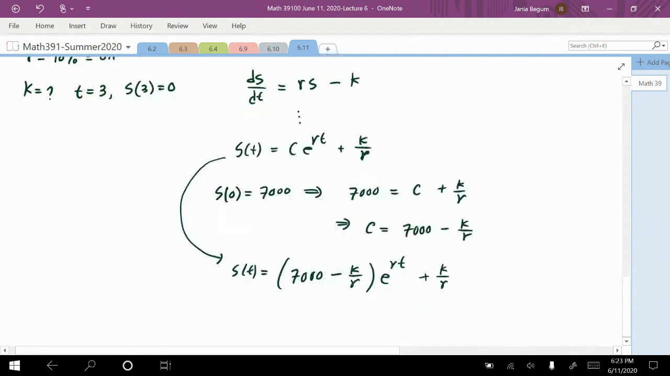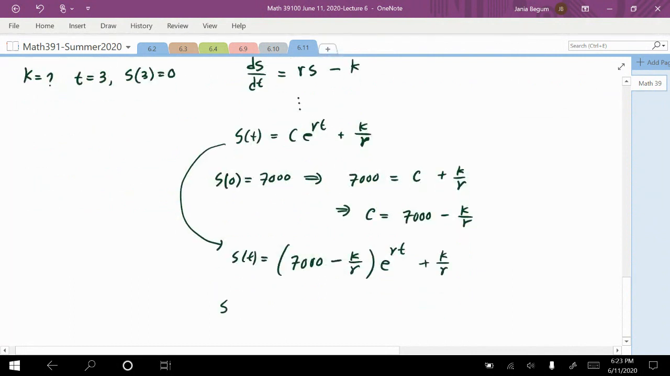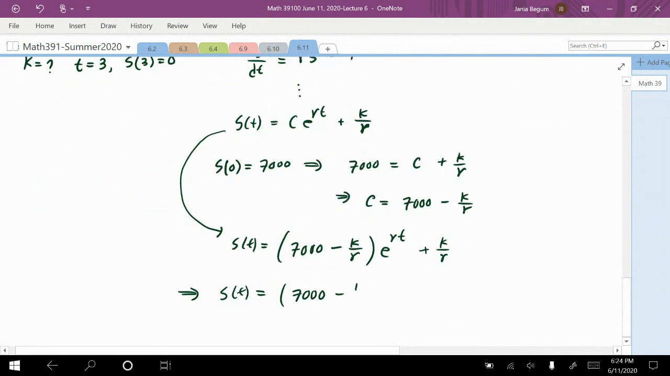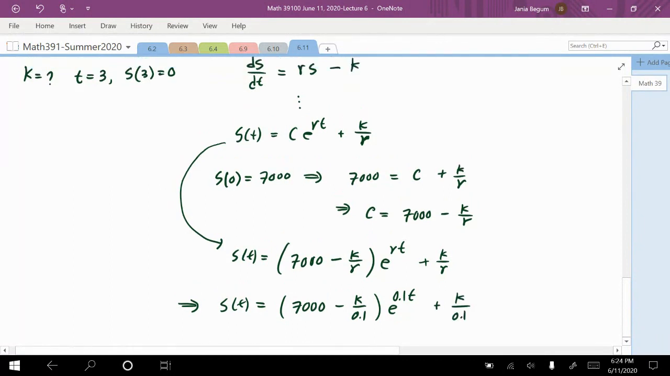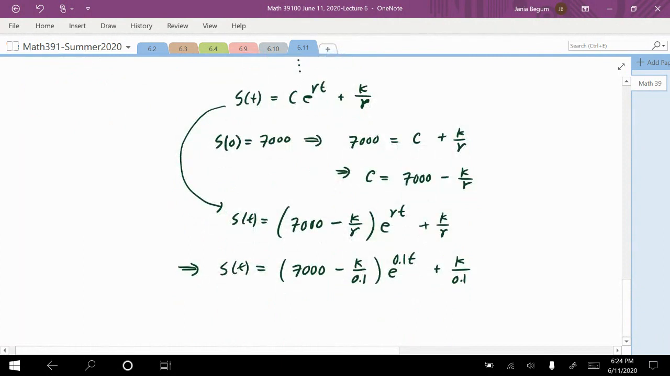Now let's plug in what are k and r. So our function s of t simplifies to 7,000 minus k. What k we don't know, right? We're trying to figure that out. r is 10%, 0.1, e to the 0.1 t plus k over 0.1. And the next part, so that's the model we're going to be using to answer the question.